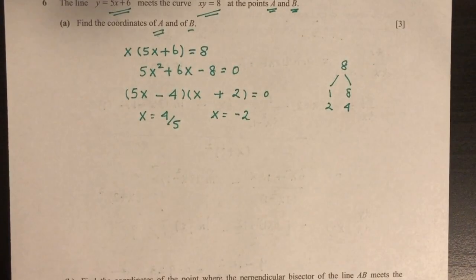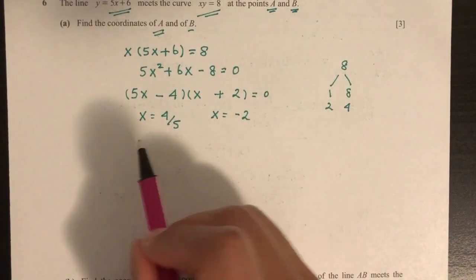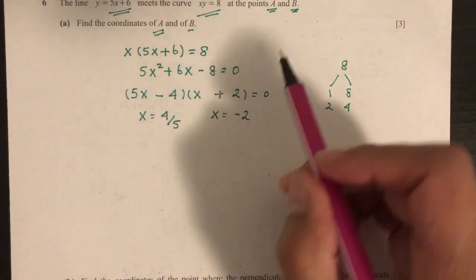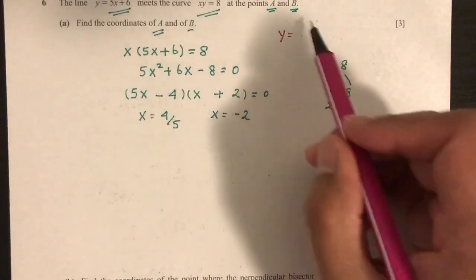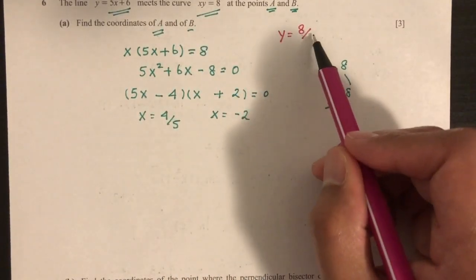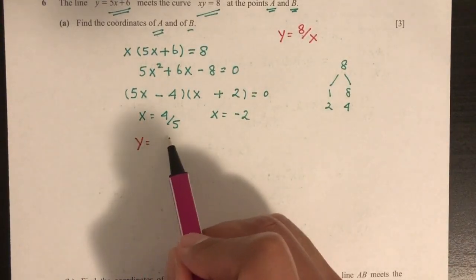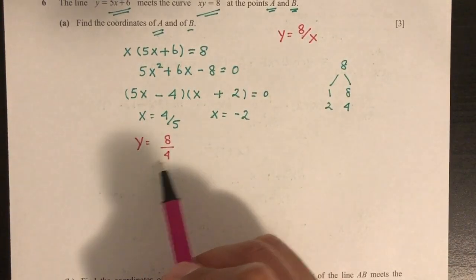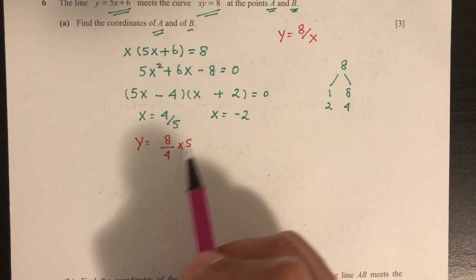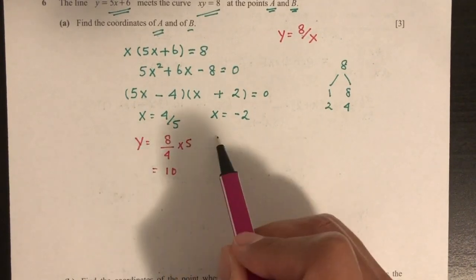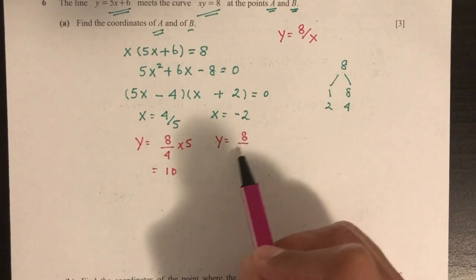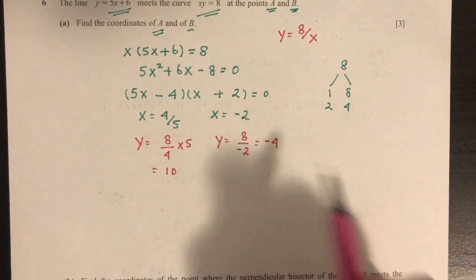Now find the corresponding values of y. So as you can see here, y is simply equal to 8 divided by x. So y will be 8 divided by 4 over 5, which is times 5. That will be 10. Same thing here, 8 divided by minus 2, minus 4.